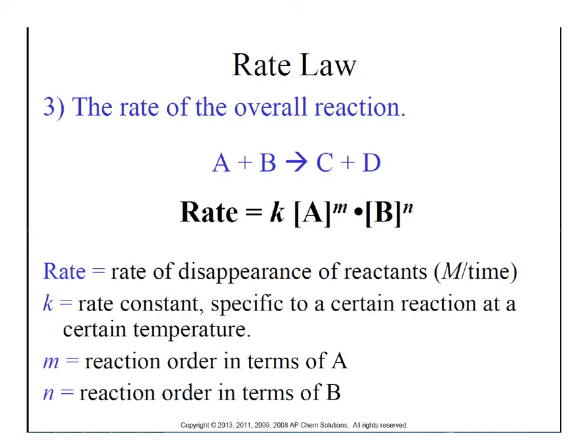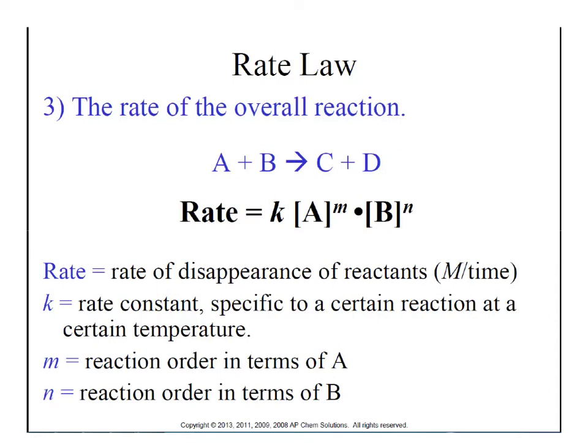And then we have the concentrations of A and B, so the disappearance of two reactants. We always use reactants when we're talking about rate law. And then they're raised to the powers m and n. This is what we call the reaction order in terms of A and in terms of B. The order is probably the trickiest part of this unit, figuring those out. But we'll go through and talk about how to pick out the particular reaction order for a particular reactant.